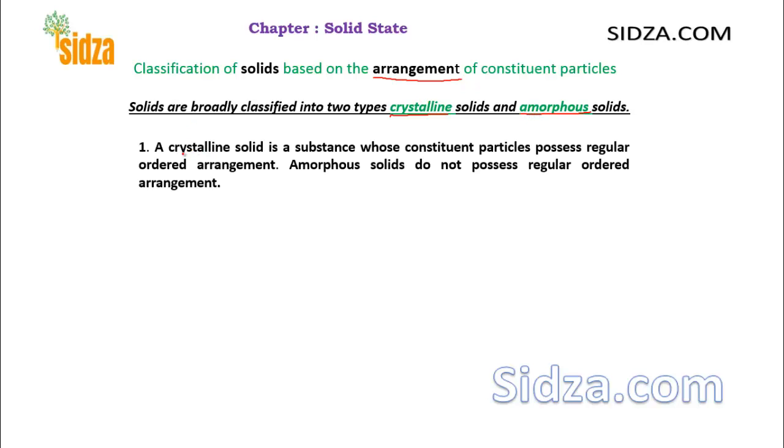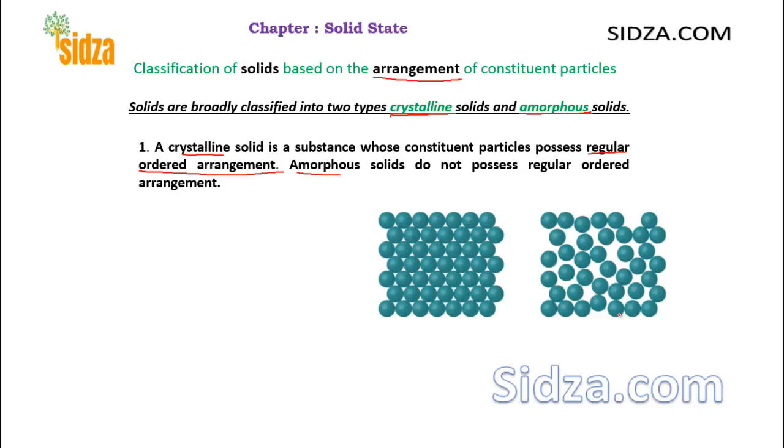A crystalline solid is the one where you find some regularity, some particular sequence in which the atoms are arranged. While in amorphous solids, there is complete disorder in the arrangement of the particles. So you can see here a crystalline solid is a substance whose constituent particles possess a regular ordered arrangement, right? But in case of amorphous, we do not see any kind of regular ordered arrangement of the constituent particles.